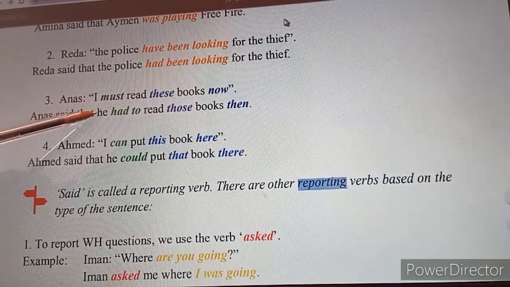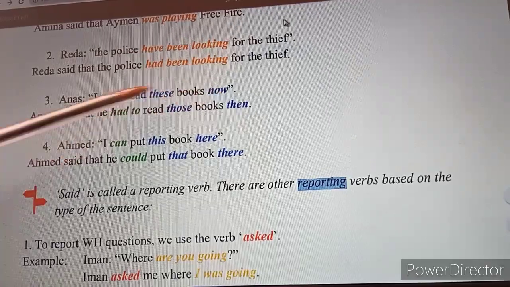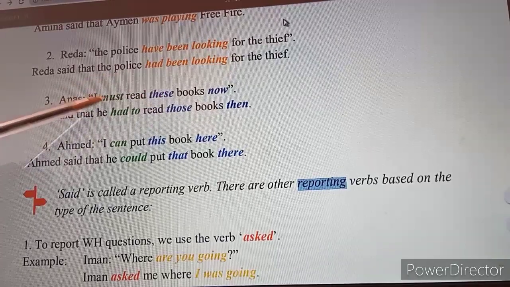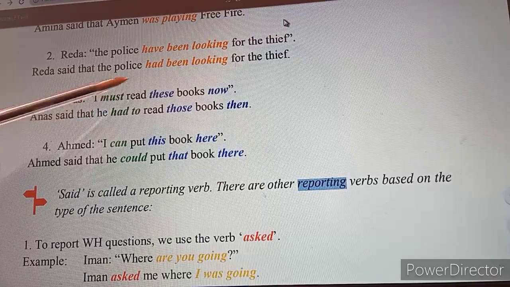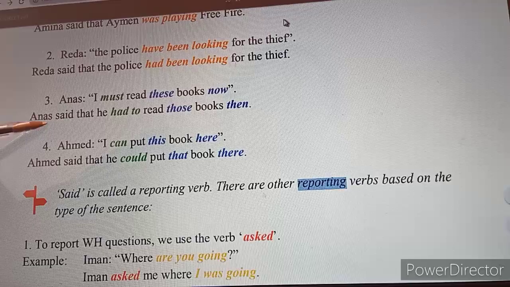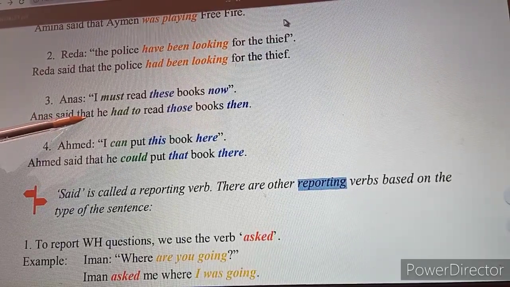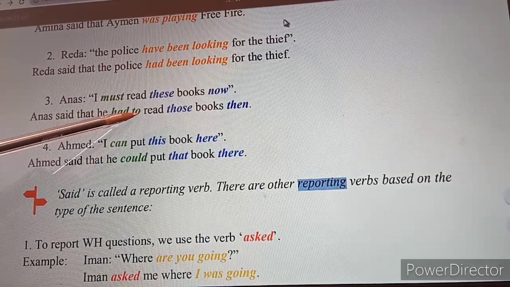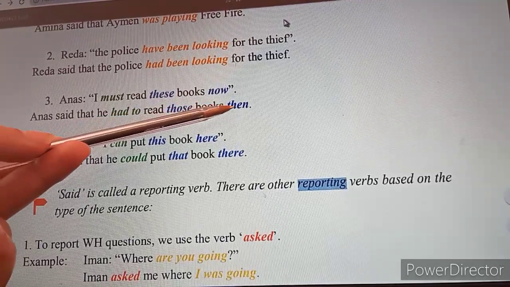I must read these books now. Look here. What is written in other colors should be changed. Clear? So we have here must and these and now. So let's look at the change that happened to this sentence. Anas said that he had to read those books then.